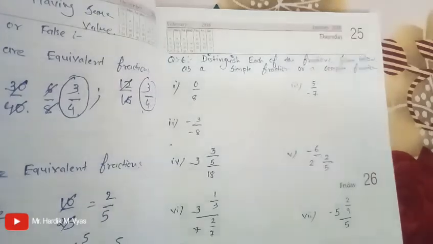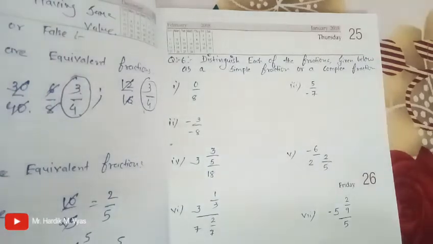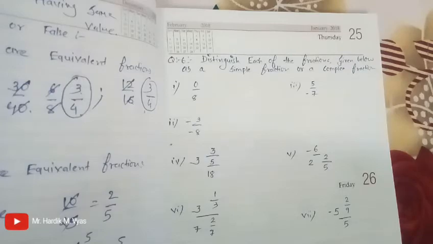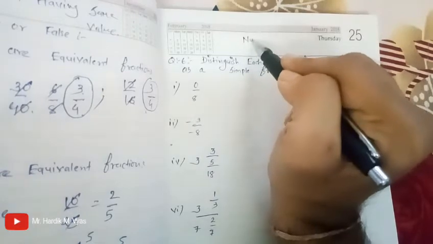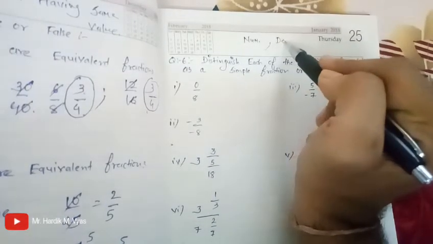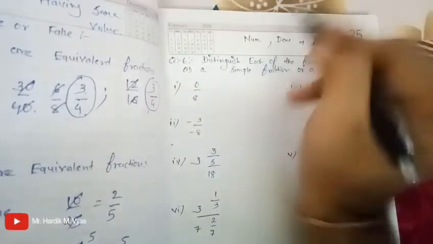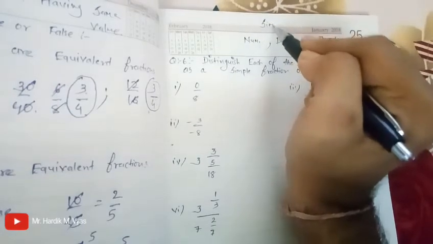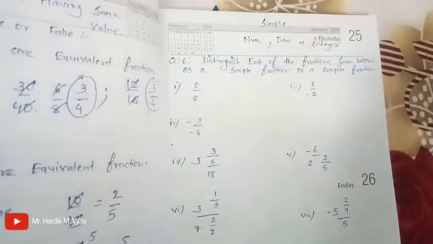Let's see question number 6. Distinguish each of the following fractions given below as a simple fraction or a complex fraction. First of all, we will learn what a simple and what a complex fraction is. A fraction whose numerator and denominator both are integers is called a simple fraction. Otherwise it's called a complex fraction.